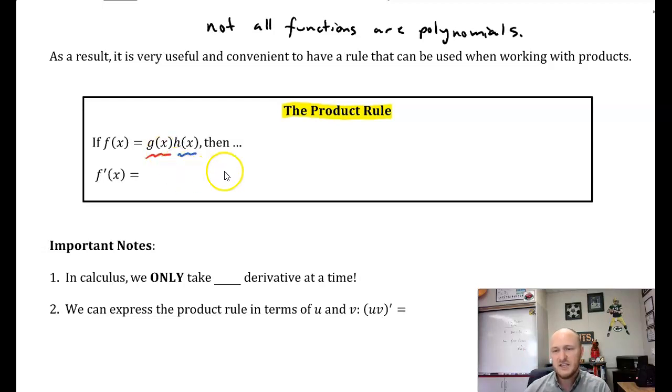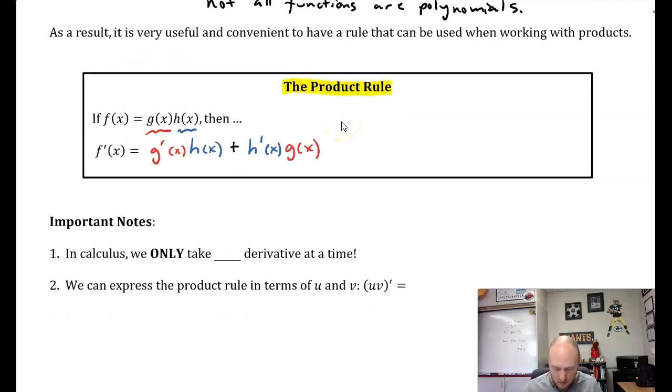Okay, so if this is the case, if f of x is g of x times h of x, then I'm going to go ahead and take the derivative of the first function, so g prime of x, and I'm going to multiply it times the second, times h of x. And then I'm going to go ahead and add the derivative of the second function, h prime of x, and multiply times the first function, times g of x. So you take a derivative of the first one, multiply it times the second, and then take the derivative of the second one and multiply it times the first one.